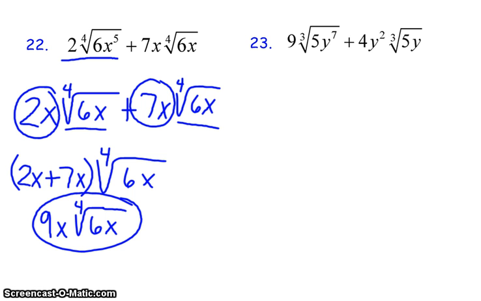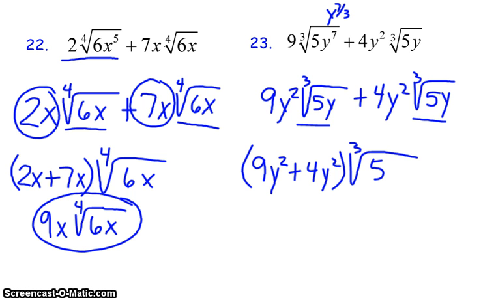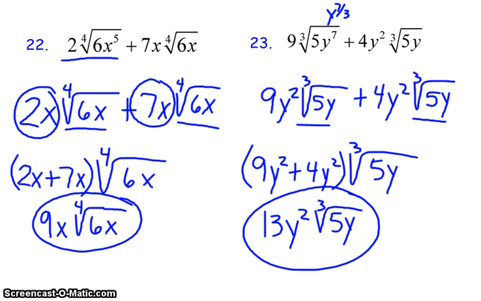Looking at 23, we have to do the same thing. We have to simplify. So I am going to have y to the 7/3. 7 divided by 3 is 2, so I can bring out 2y. So y squared, I have the cubed root of 5y plus 4y squared times the cubed root of 5y. We have like terms, so we add the coefficients. 9y squared plus 4y squared, and then times the cubed root of 5y. So we'd end up with 13. So that brings us to the end of the second part.